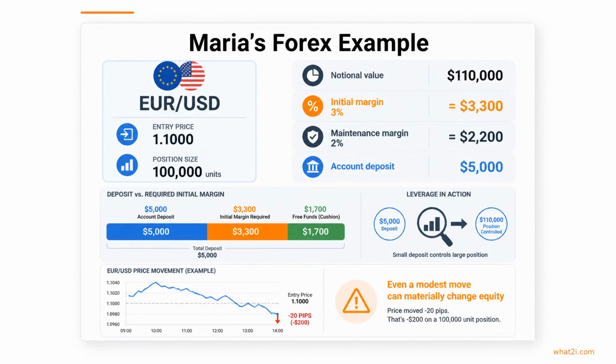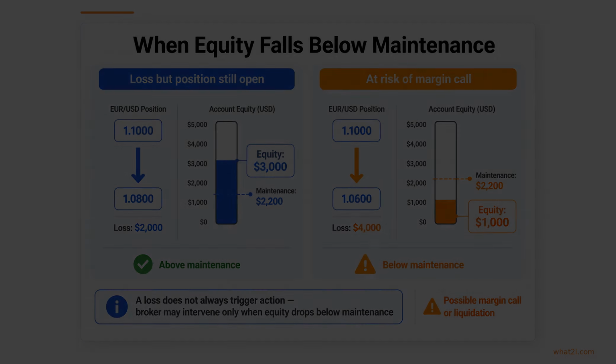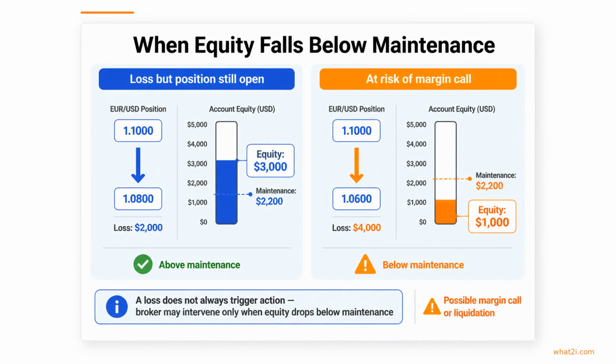Let's make that concrete with Maria's Euro/USD trade. She opens a 100,000 unit position at 1.10, giving her a notional value of $110,000. With 3% initial margin, she needs $3,300 from a $5,000 deposit, leaving only a modest cushion if the market moves against her. A small loss does not automatically mean trouble.